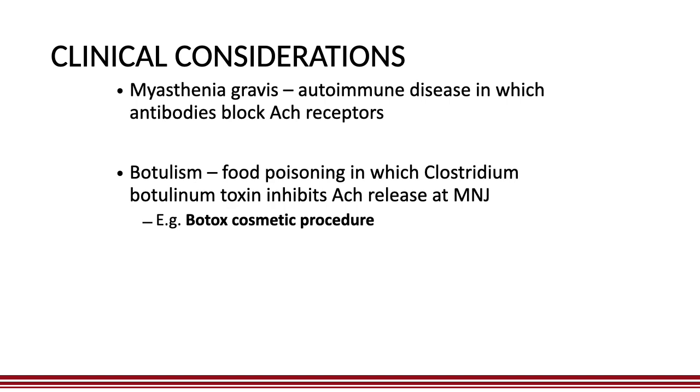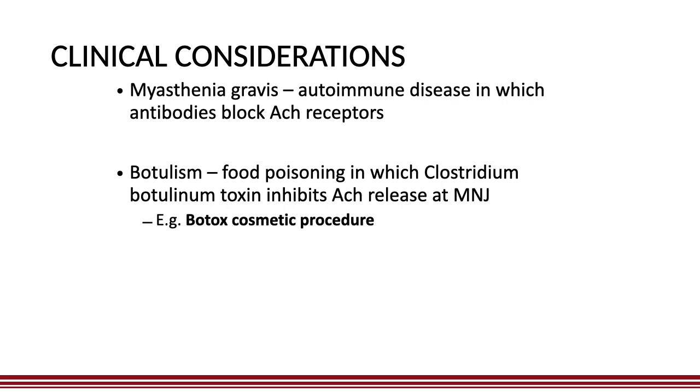What happens here is that the immune system produces antibodies against the receptors to acetylcholine, which reduces the number of receptors available for binding by acetylcholine to facilitate contraction. So as a result, the transmission of signals from the motor neurons to the muscle fibers is impaired, which leads to muscle weakness and fatigue.